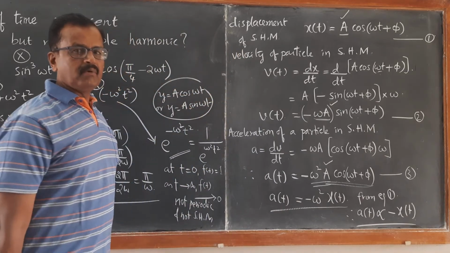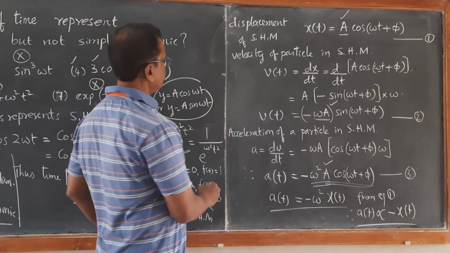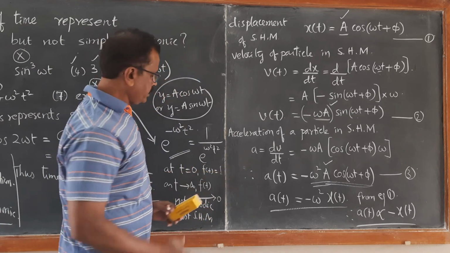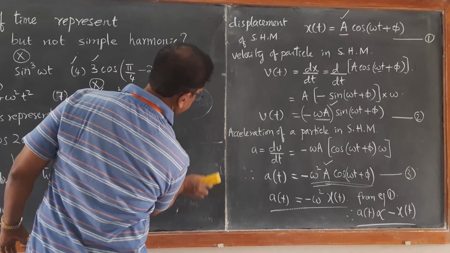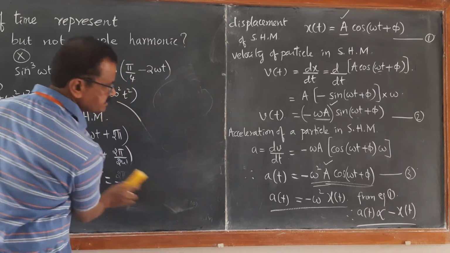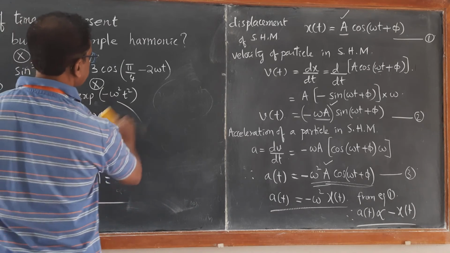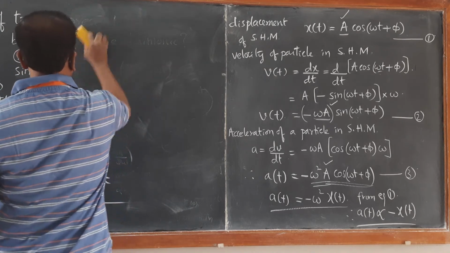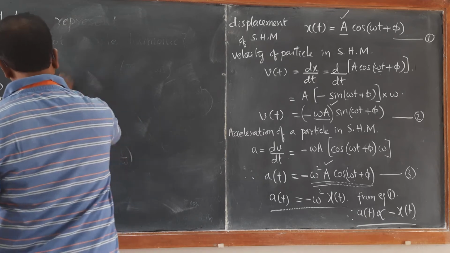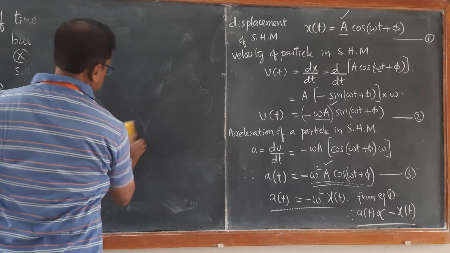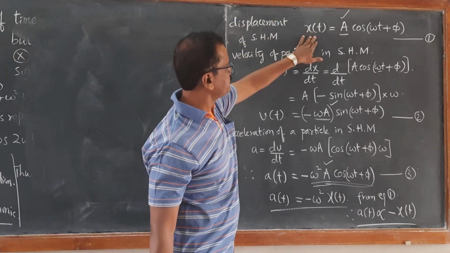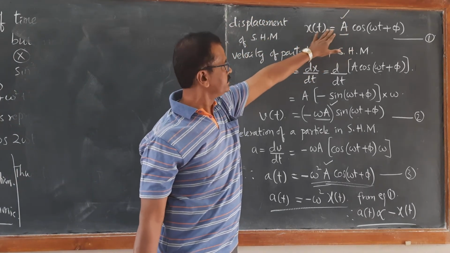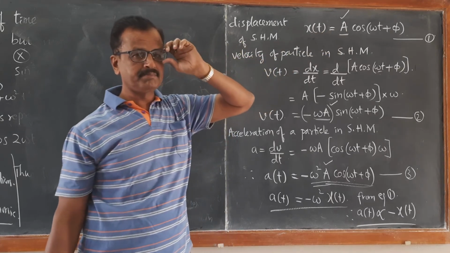So for a body in simple harmonic motion, we conclude that the acceleration of the body is time dependent and is directly proportional to the negative of the displacement. So that is another way of defining simple harmonic motion. Simple harmonic motion is the one whose displacement is a cos(omega t plus phi). If it is expressed in this form, then that represents simple harmonic motion.